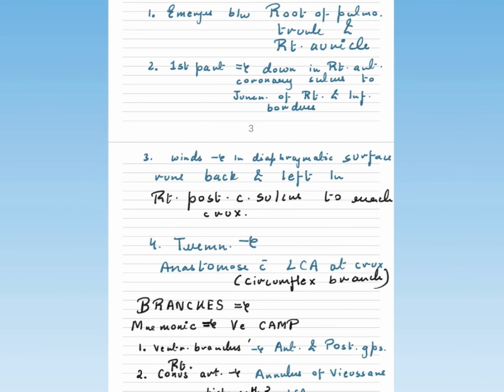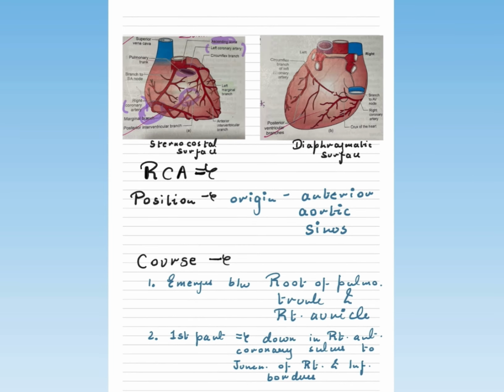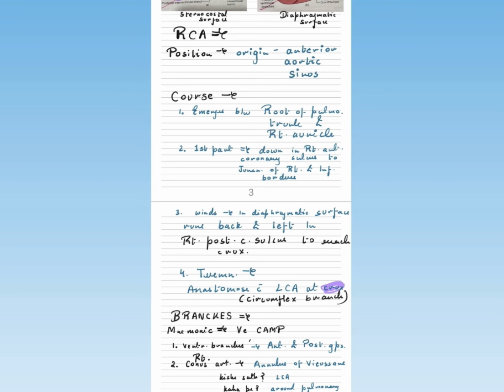Then the termination. How does it terminate? It anastomoses with the left coronary artery at the crux. And which branch of the left coronary artery does it anastomose with? It is the circumflex branch of the left coronary artery that anastomoses with the right coronary artery at the crux. Then we will know about the branches.